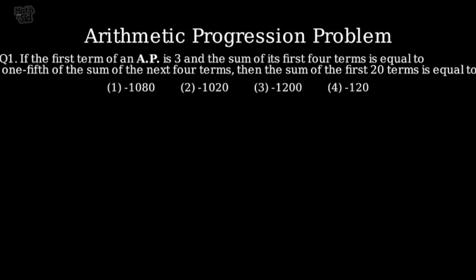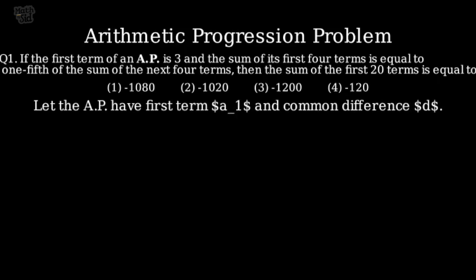Take a moment to think about how you would approach this. Okay, let's solve this step by step. First, let the arithmetic progression have the first term denoted by a sub 1 and a common difference denoted by d. The problem states that the first term, a sub 1, is equal to 3.